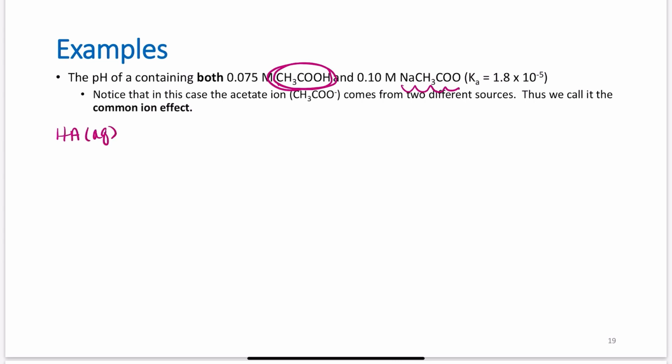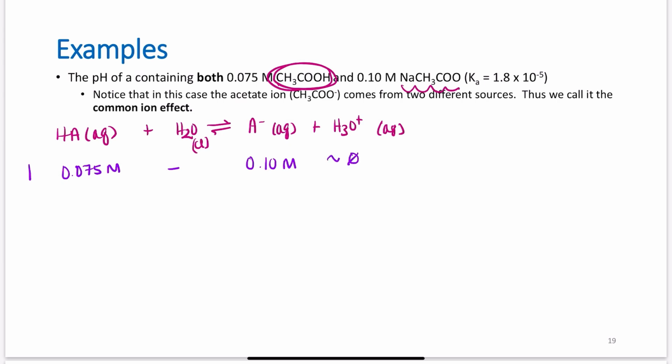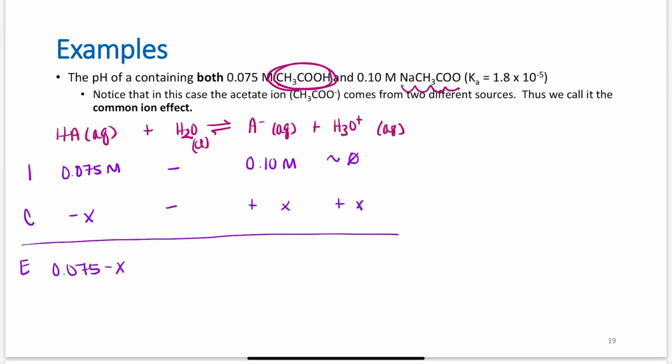We still set it up the same exact way. HA plus H2O gives you A minus plus H3O plus. Initially, I have 0.075 molar HA and 0.10 molar A minus, and approximately none on the H3O plus. We still write minus X, and plus X for reactant versus product, but again, because I already have A minus present, less of that HA will actually dissociate. 0.075 minus X, 0.10 plus X, and X. I can set this up as a Ka expression because I have H3O plus in my numerator.